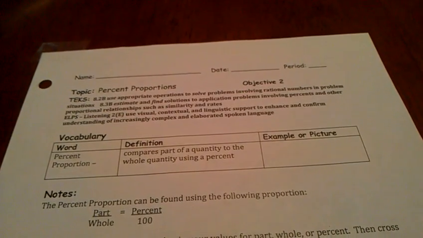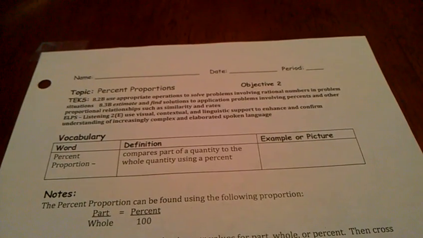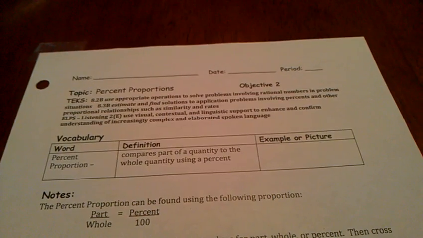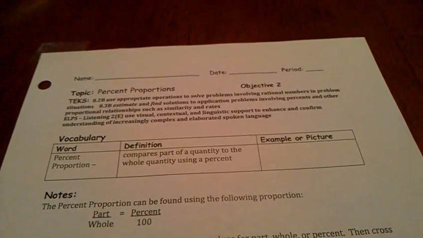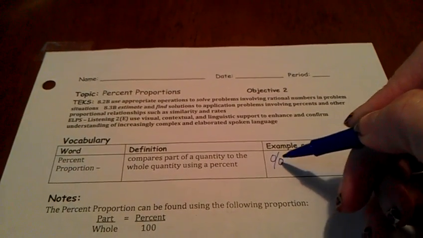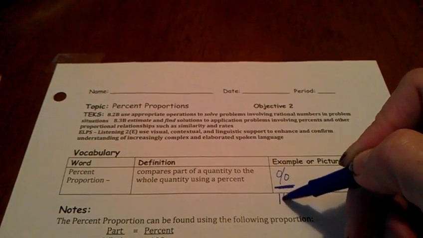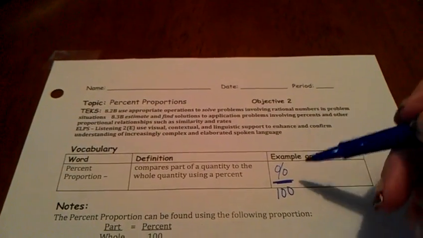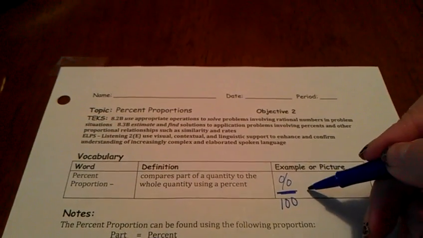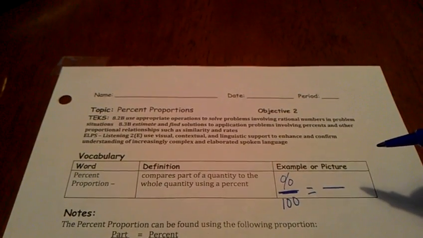Percent proportions. We spent a lot of time talking about proportions, so we're going to continue our discussion of proportions. The only difference now is that one of our numbers is going to be a percentage. And strictly because we're talking about a percentage, our percent always goes over the number 100, as we learned in conversions. So we're talking about a percent over 100.